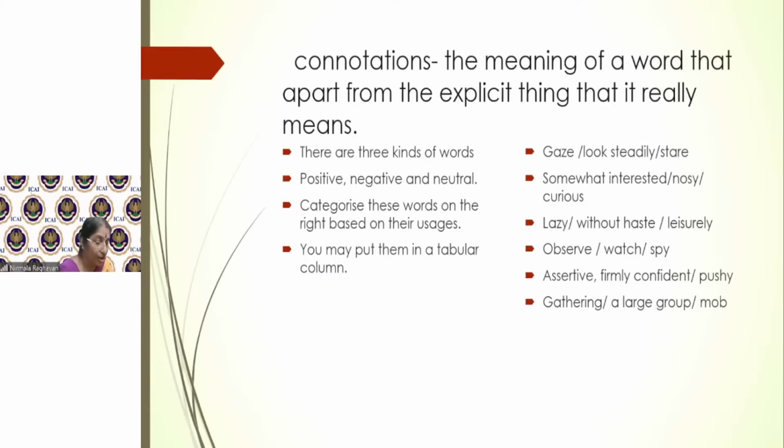Connotations. What are connotations? Now, what you see in the PPT now completely sticks to your study material. It is very relevant to your study material. Now, there are 3 kinds of words: positive, negative, and neutral. Categorize these words on the right based on their usages. You may put them in a tabular column, just as you have in your study material, or you can just answer it that way. Now, which is positive, which is negative, and which is neutral?